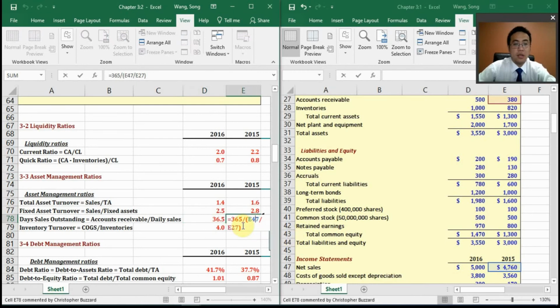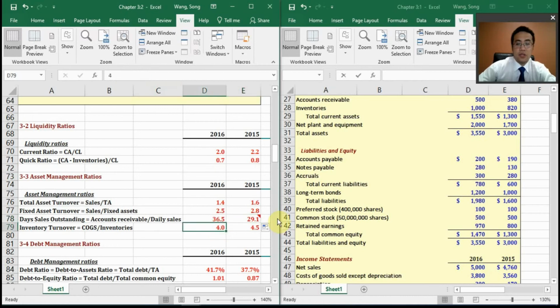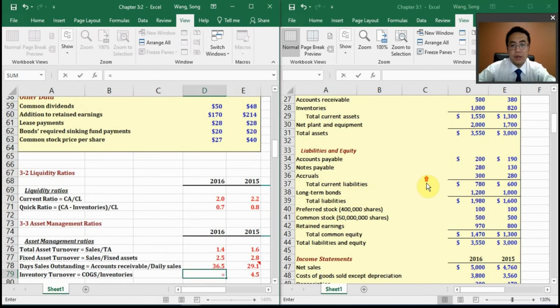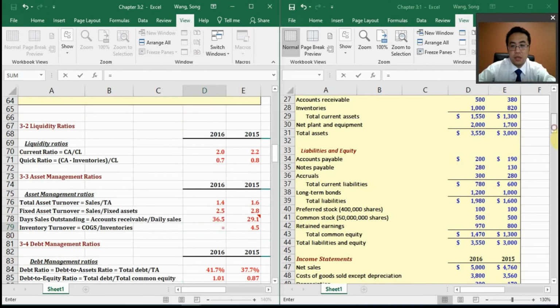As you can see, the formula is replicated. And the inventory turnover ratio is the cost of goods sold divided by inventories. So the cost of goods sold is right here, divided by, I see it's right here, inventories.